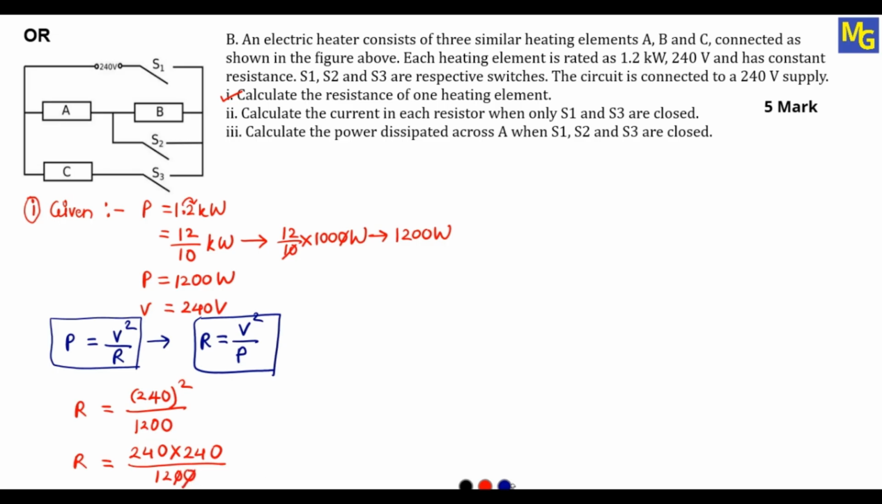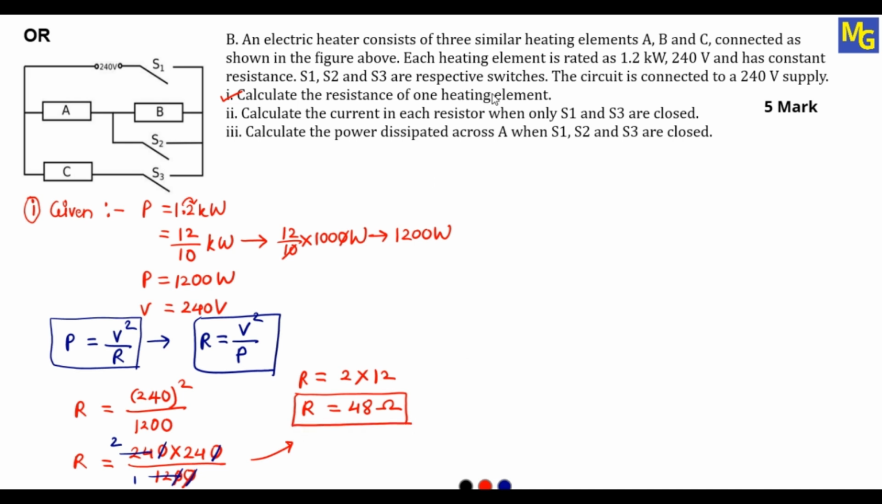Now see, 12 ones are 12 and 12 twos are 24. So now what is remaining? The remaining is, I'll solve it here. R is equal to 2 into 12. This is the remaining. So R is equal to 48 ohm. So we got the resistance in one heating element. So this is the answer for question 1.